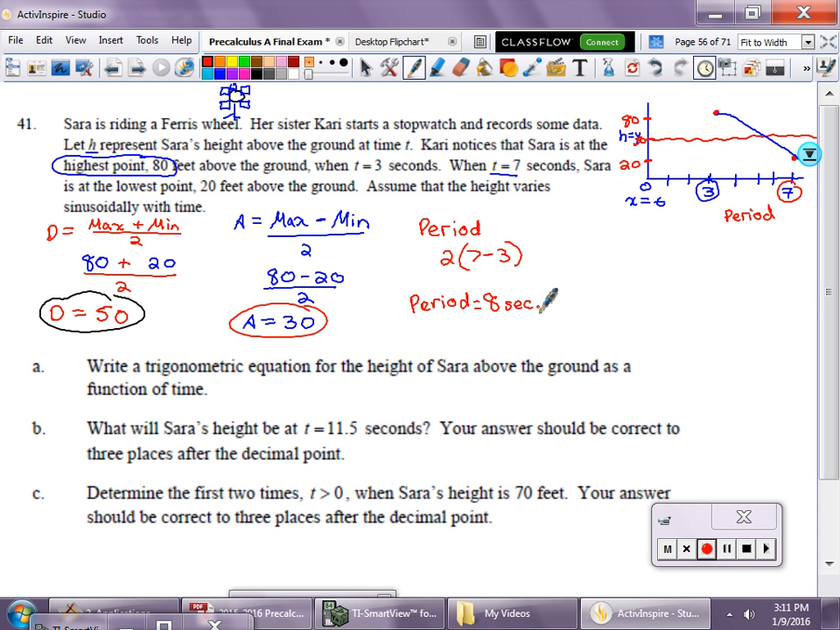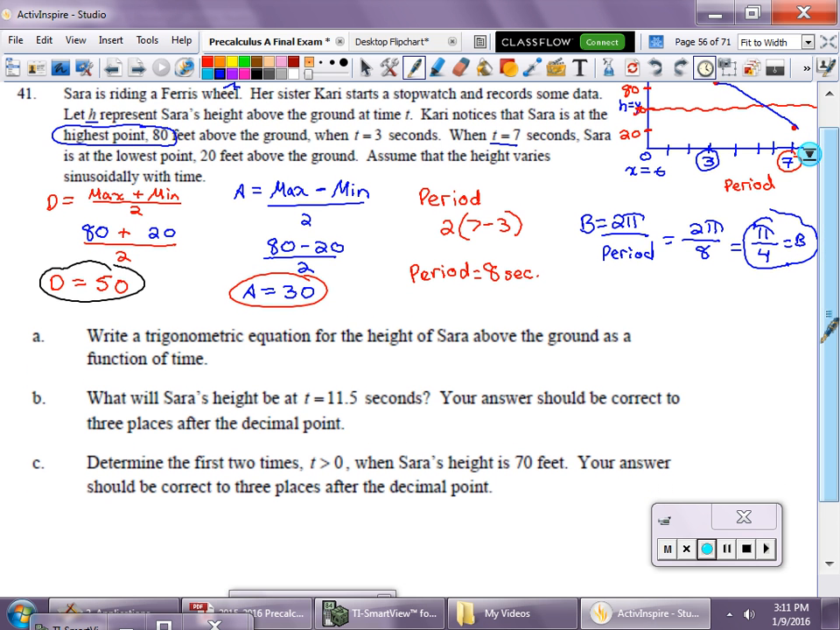Okay, and now we're ready to find our B. B is equal to 2 pi divided by your period. 2 pi divided by 8. 2 and 8 are even numbers, divided by 2 is pi over 4. So B is pi over 4. We are ready to write this function rule. We've addressed everything, even C.